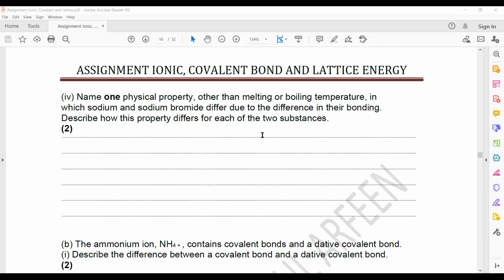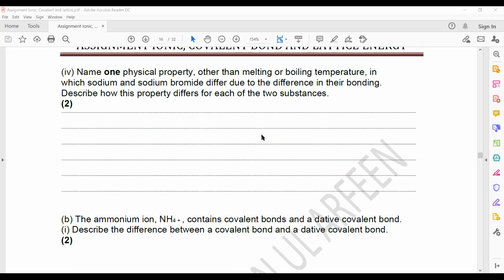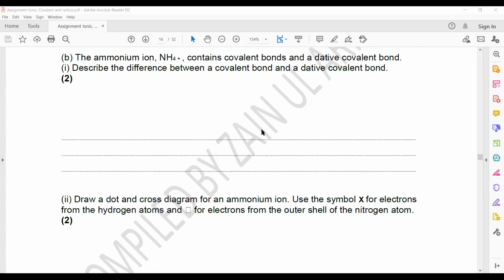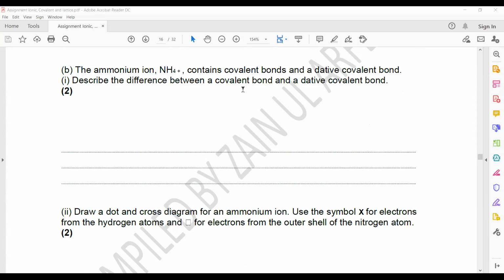Most of the questions are related to ionic bonds and the difference between the lattice, and why there's a difference between theoretical and practical lattice energies. The ammonium ion contains a covalent bond and a dative bond. Describe a difference between a covalent and a dative bond. So what is the difference between a covalent and a dative bond?